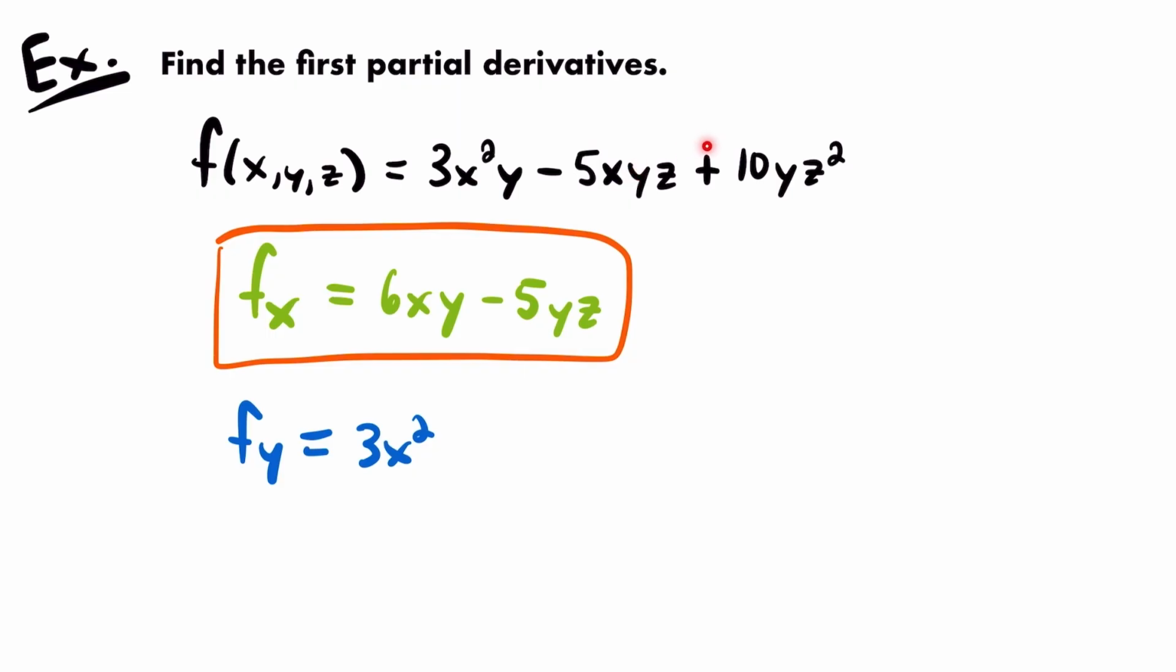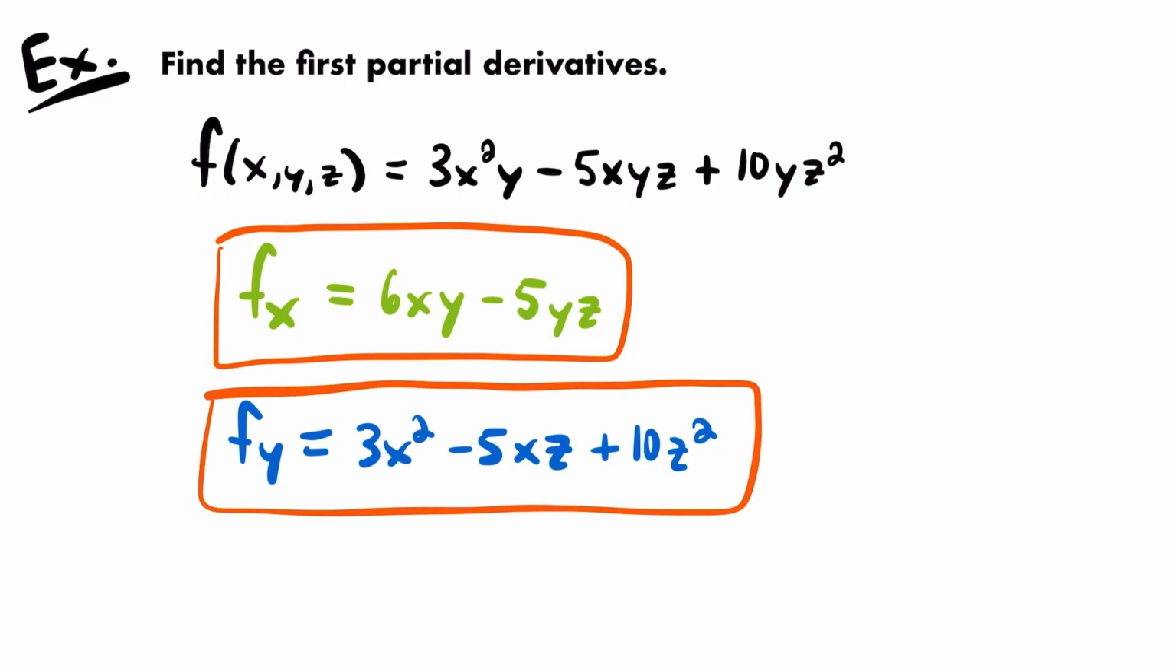Okay, so just remove y from each of these terms, and you have the derivative of each of them. So we have minus 5xz plus 10z squared. That would be the partial derivative with respect to y of this multivariable function. Okay, but now we're not done yet. We still have one more partial derivative to find, which is the partial derivative with respect to z.